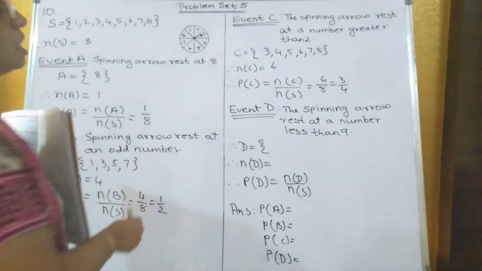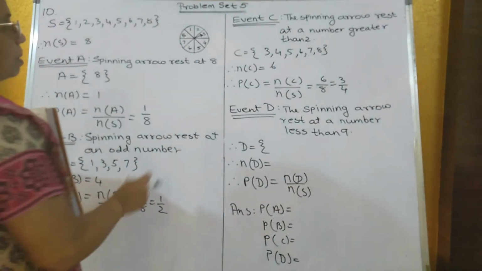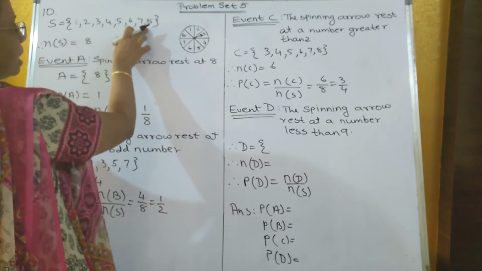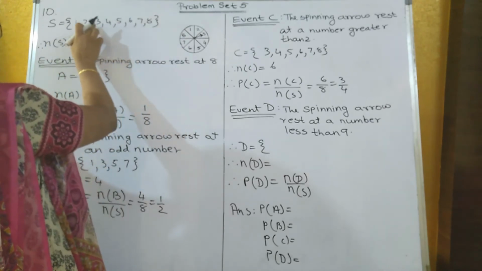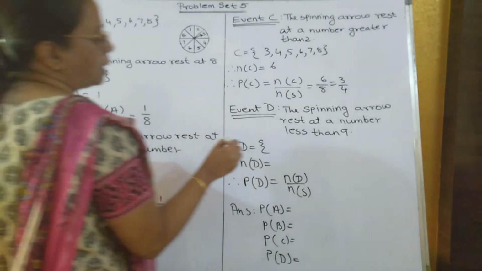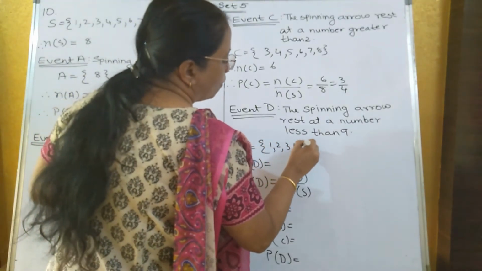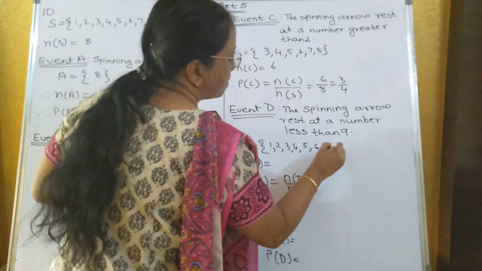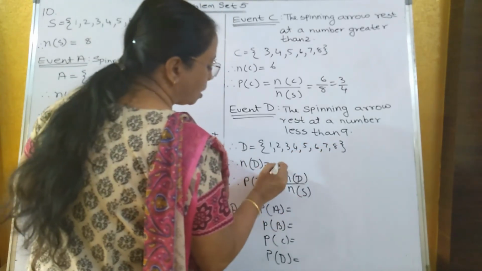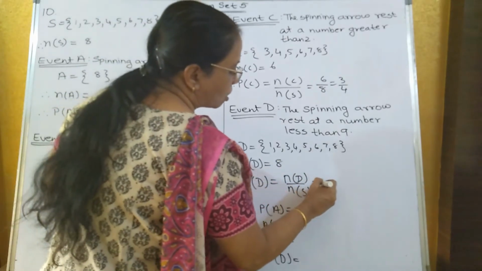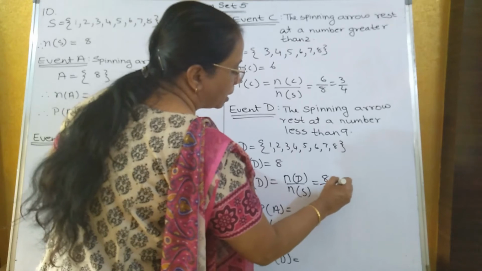Now event D, the spinning arrow rests at a number less than 9. Now less than 9, all these numbers will come because 8, 7, 6, 5, 4, 3, 2, 1 are all less than 9. So 1, 2, 3, 4, 5, 6, 7, 8. So how many elements are there? 8. So PD is equal to ND upon NS, that is 8 upon 8, that's equal to 1.